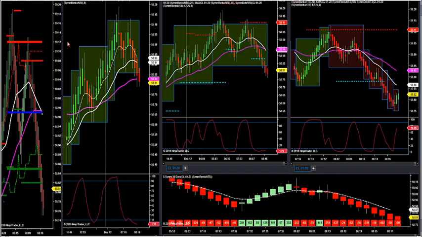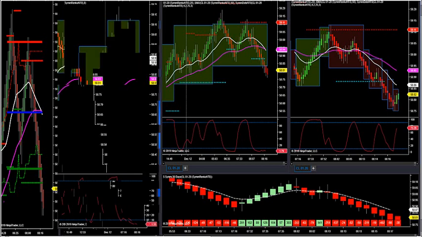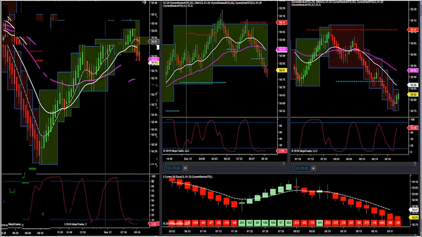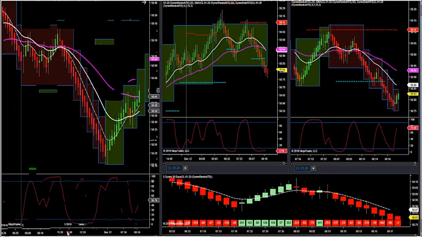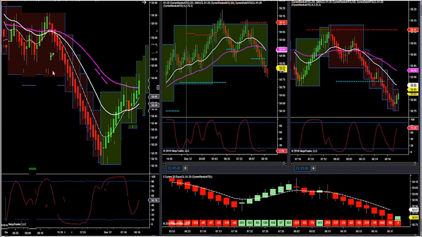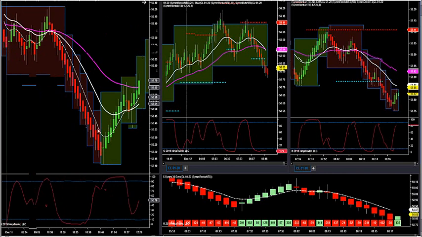Take a look at crude oil. All right, what we want to do, guys and gals, the size of the boxes are very important on the trend boxes. Let's take a look at yesterday's trading, and we'll go into today's. All right, so we know if we have a red trend box, the bias is down. We have a green trend box, the bias is up.